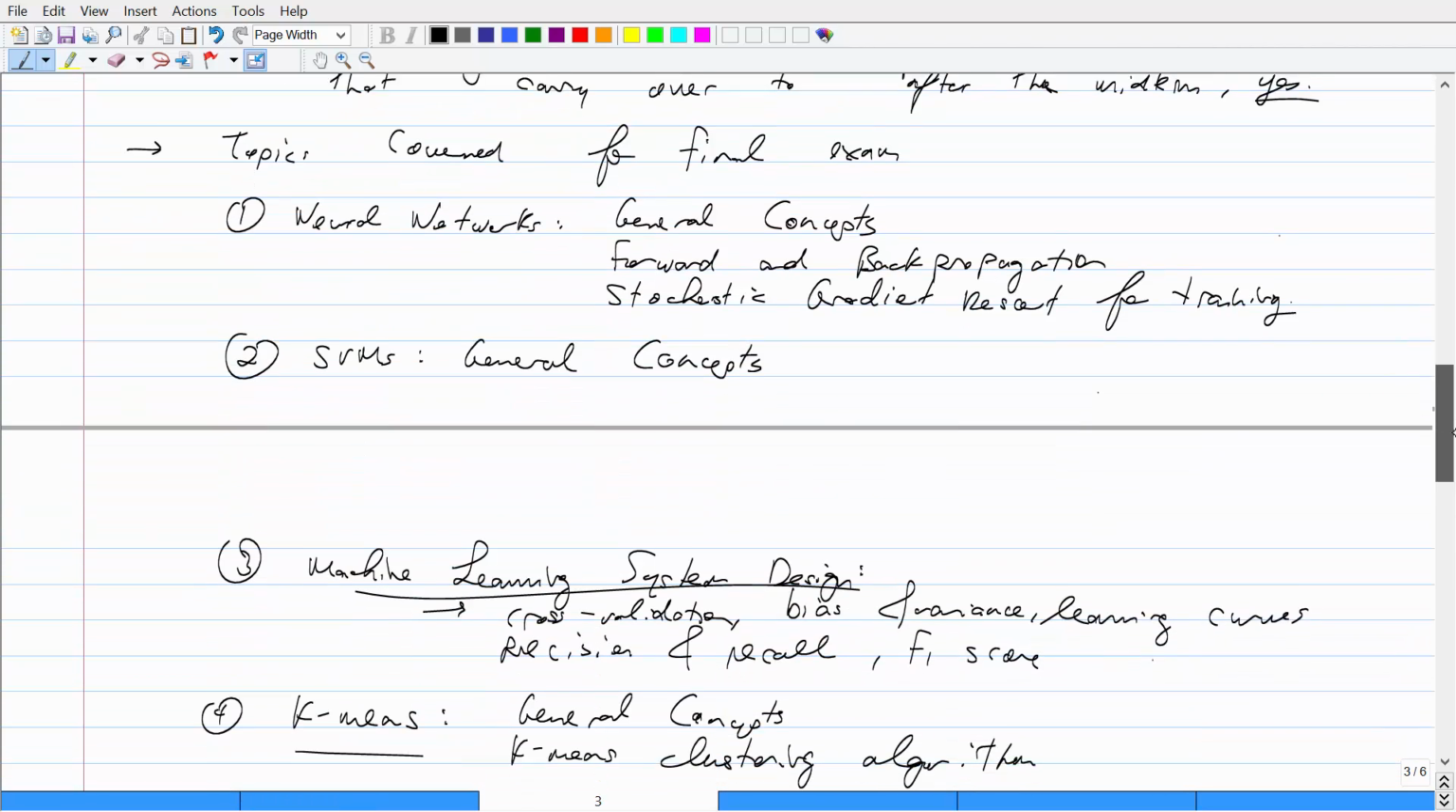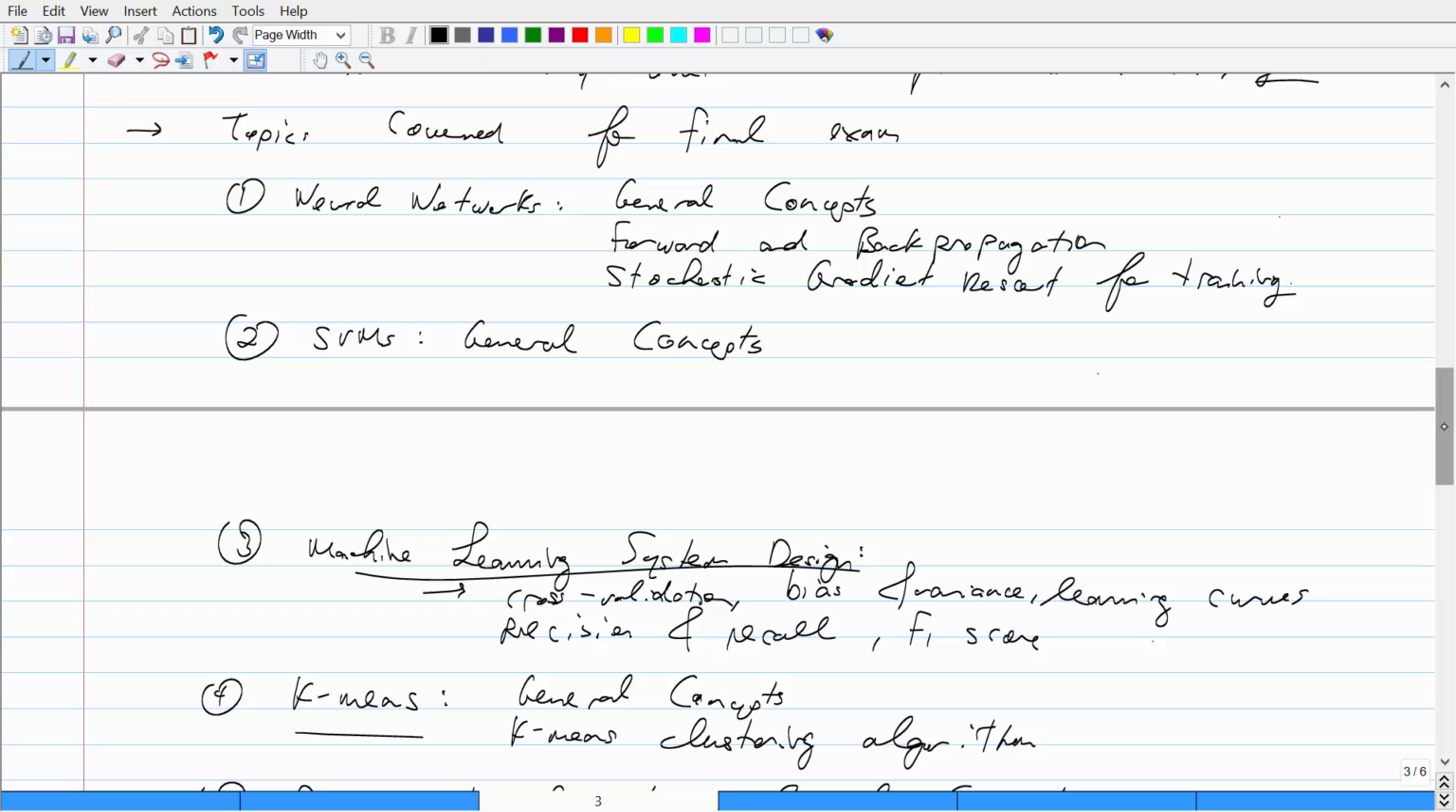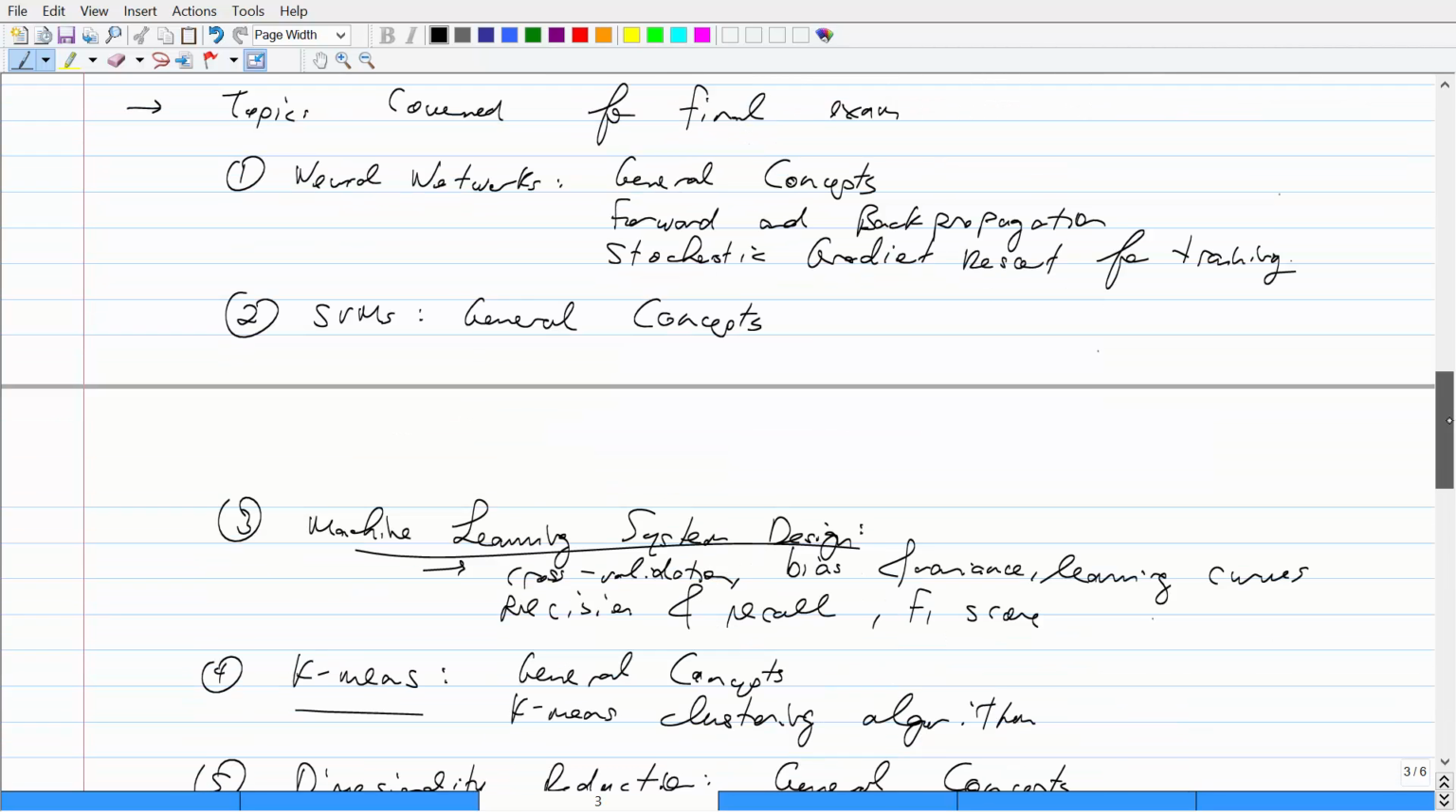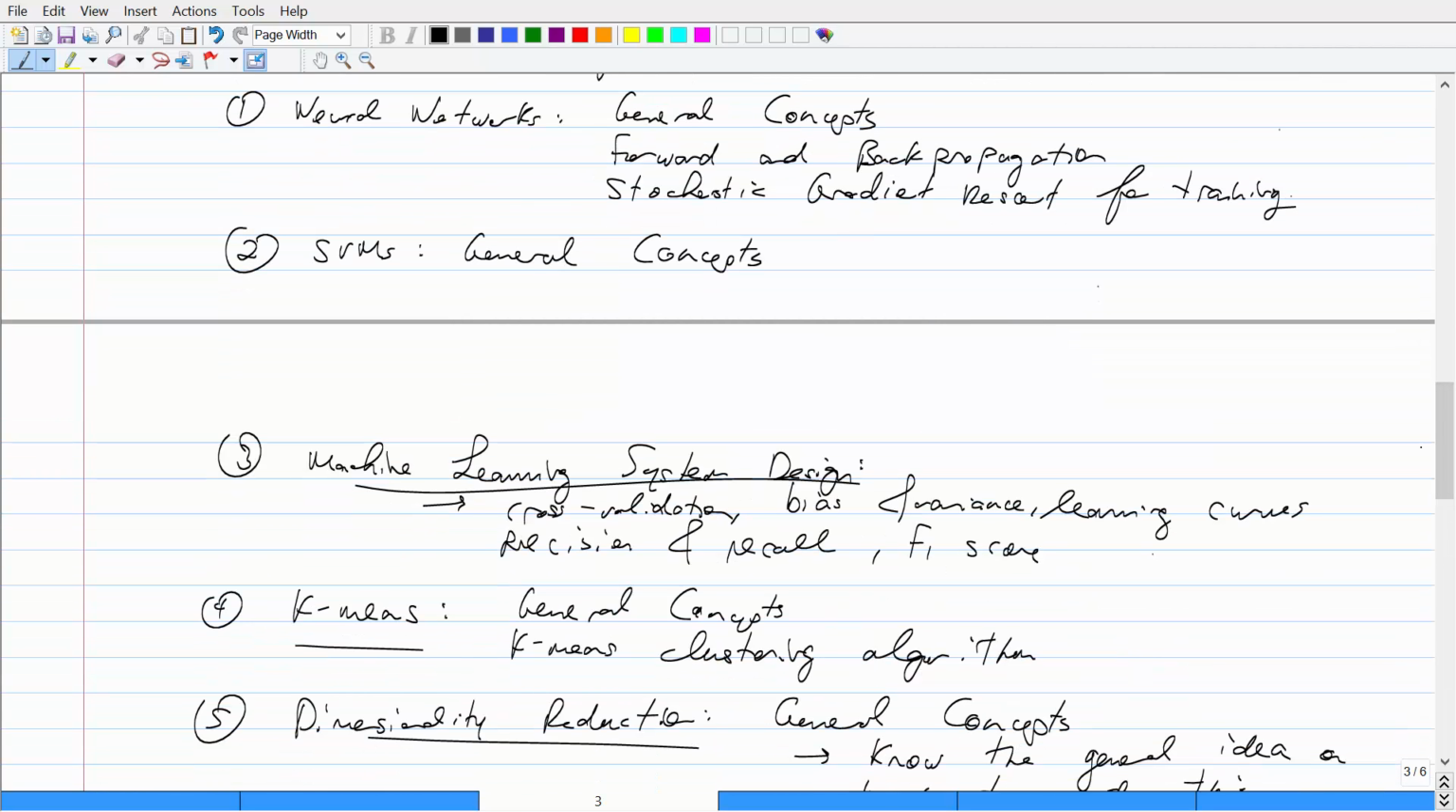I won't ask you to do anything computational in nature, just understand what the purpose of SVMs are, what they do, know what the kernel trick is, and different kinds of kernels, and the way it's supposed to work, support vectors and all that. And then machine learning system design concepts, so bias and variance, know what cross-validation is, learning curves, precision, recall, F1 score, know those concepts, just the concepts, there's not anything computational in nature other than calculating precision and recall, which is pretty simple.